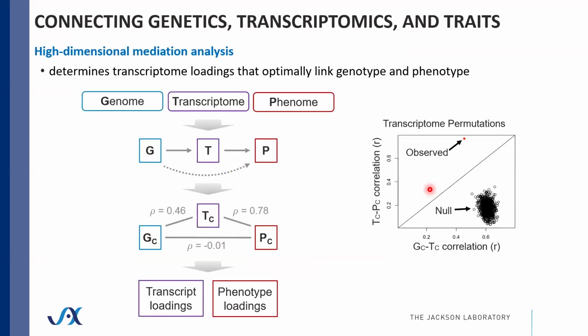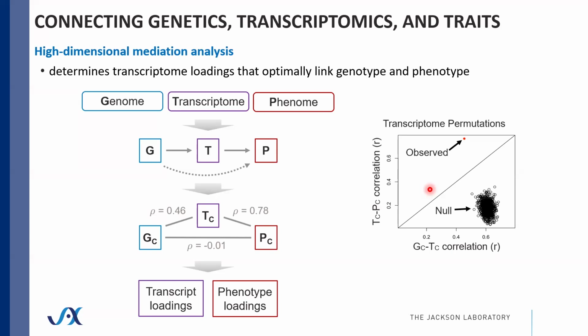And so to dig into this a little more and try to understand how these are actually connected, we introduced this idea of high dimensional mediation analysis. And so this is to basically do mediation analysis, but across the entire genome, the entire transcriptome, and what we call the phenome, which is our collection of traits, at the same time. And so we basically try to force the genome to phenome, the G to P association, through the entire transcriptome.